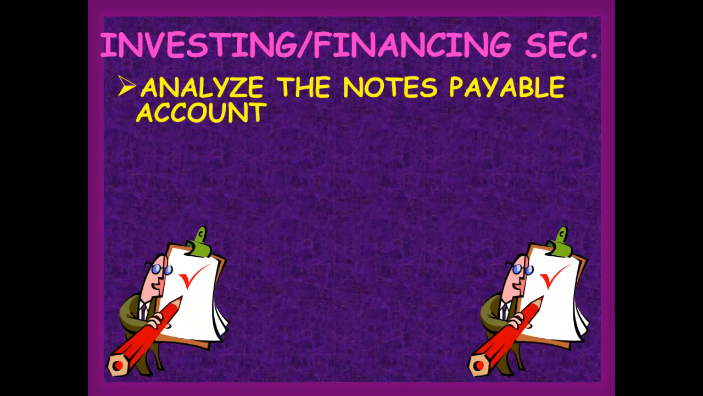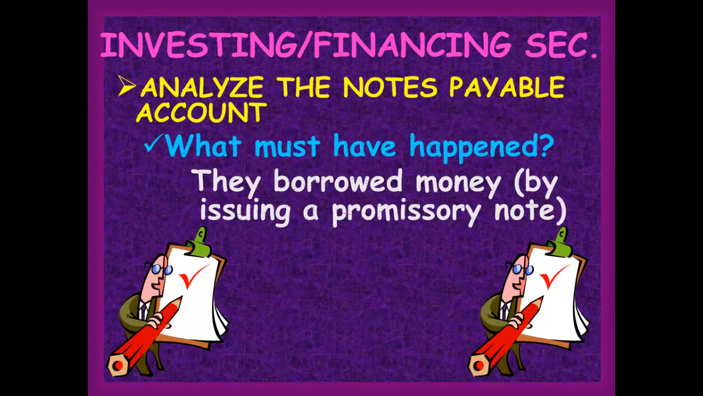Notes payable. During the period notes payable went up. For notes payable to go up, what must have happened? We borrowed more money. We signed a promissory note and we borrowed money. When I borrow money, cash is going to come in. Now really, you probably don't need a journal entry to figure out how much cash I got from issuing that note, but humor me, I'm just going to illustrate the process to you.